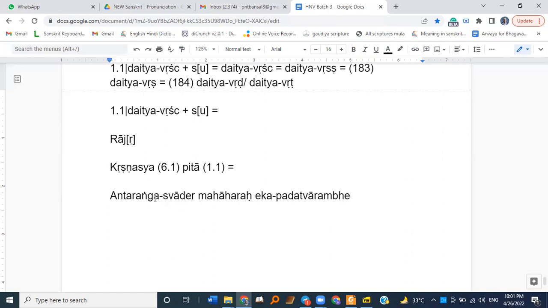So what happens is Antaranga means like Krishnasya Pita. Krishnasya is Antaranga in comparison with Pita, right? Because we start this way from left to right. So Antaranga, then Bahiranga, like that. Antaranga Swadir, except for the last word in a compound, the Swadi Vibhakti of all the previous words is deleted. They are deleted. So thus we'll get Krishna Pita.